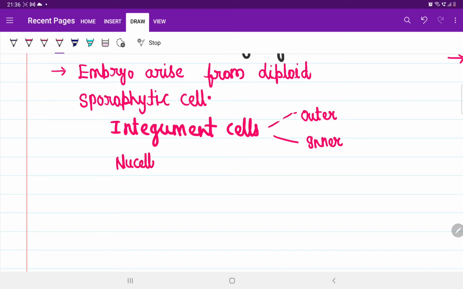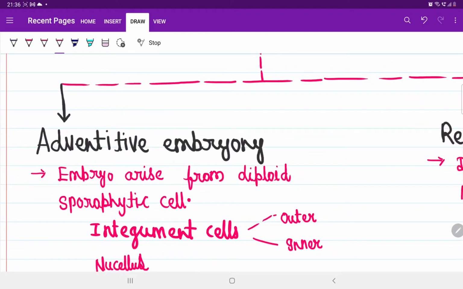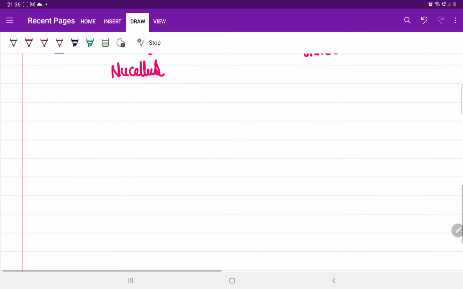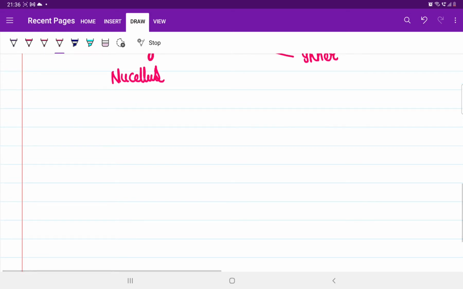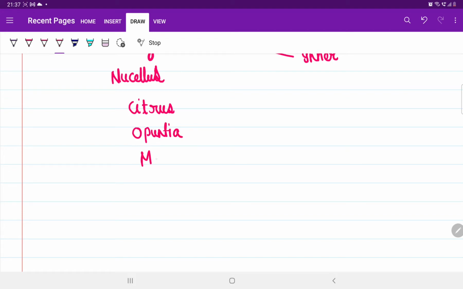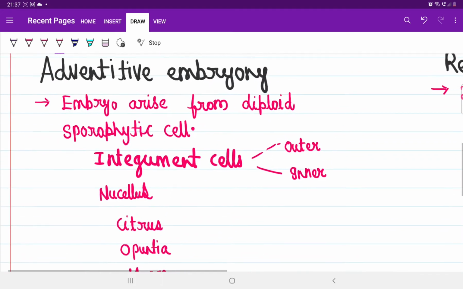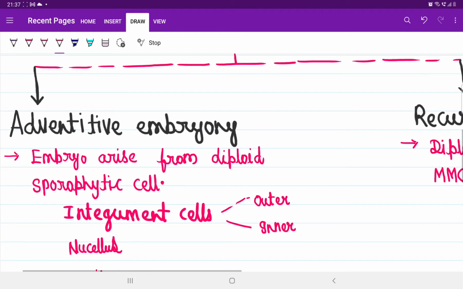If these cells develop into an embryo, we call it adventive embryony, and it is seen in citrus plants. It is also observed in opuntia and mango. So mango, opuntia, and citrus plants are examples of adventive embryony. In this, from the nucellus or integument, the embryo will develop, and seed will develop.